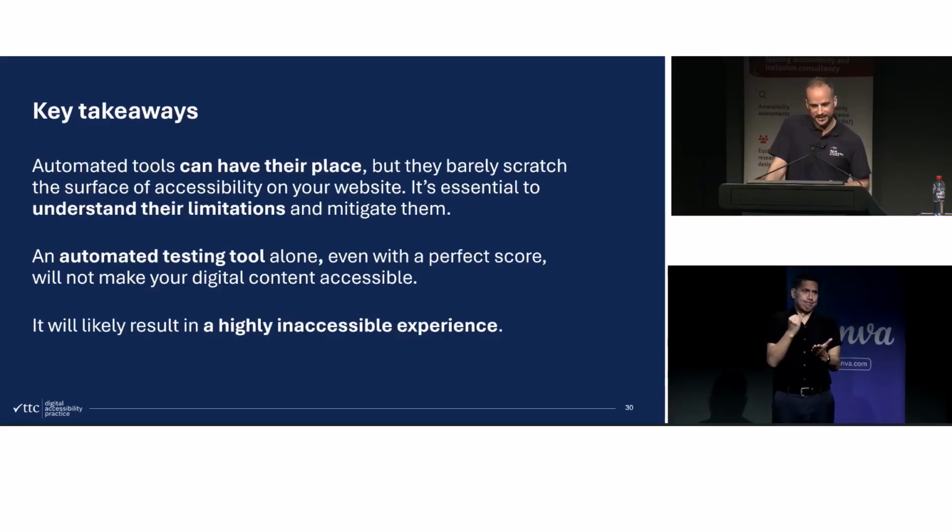So my key takeaways here are that automated tools can have their place, but they barely scratch the surface of accessibility. So it's essential to understand the limitations when you're using them, and it's essential to try and mitigate them. So if you're using automated tools alone, even if you get a perfect score, even if you get success green on your score, even if you fix every issue that an automated tool can come up with, it's not going to mean that your content is accessible. And it'll actually most likely result in a highly inaccessible experience if automated tooling is the only thing that you're relying on.